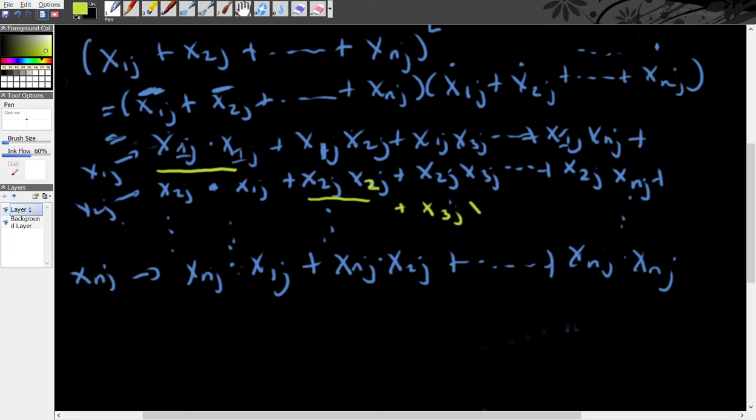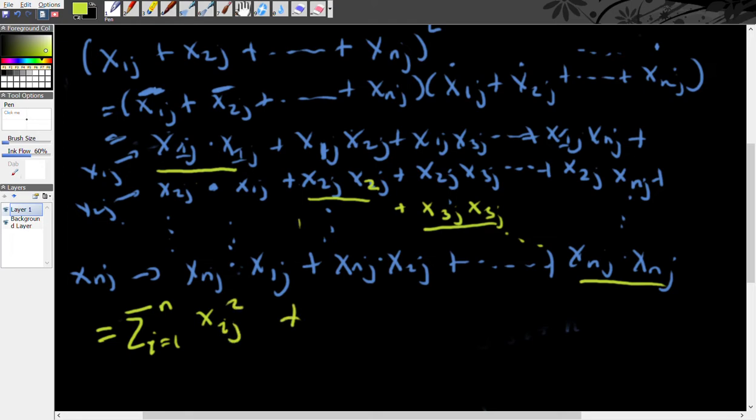Let me just write this down: x_3j times x_3j. I want to take all the squares, all these, and sum them up together. I'll just use yellow to indicate the next step. This should be the same as summing up all the squares. So the squares, I sum them from i equals 1 until n, x_ij squared.